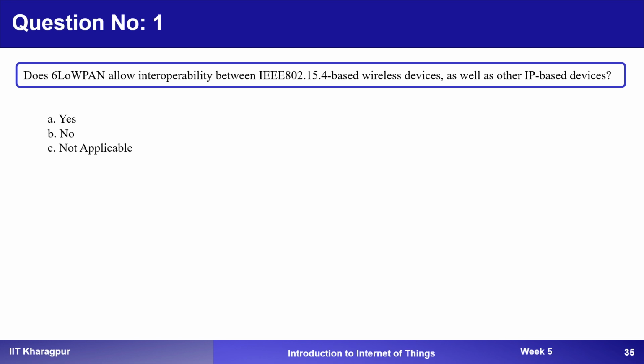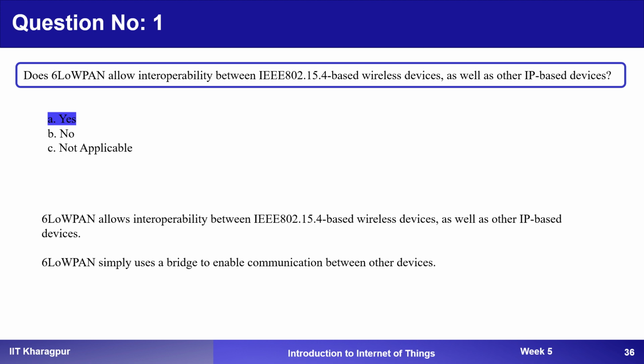I'm repeating the question. Does 6LoWPAN allow interoperability between IEEE 802.15.4 based wireless devices as well as other IP based devices? Options are yes, no, not applicable. The correct option for this question is yes. 6LoWPAN allows interoperability between IEEE 802.15.4 based wireless devices as well as other IP based devices.